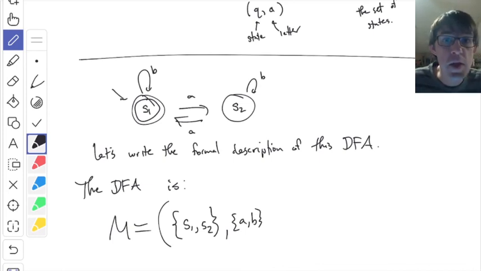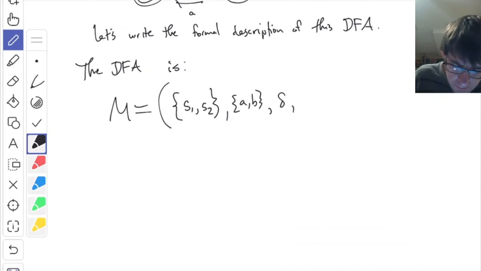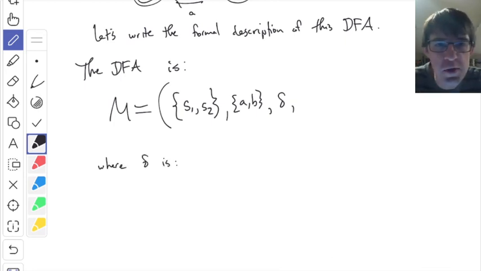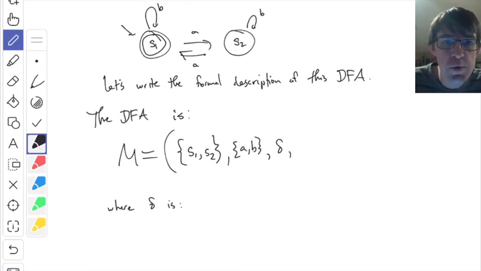Okay. Next is the function delta. Now, it's not very convenient or even possible to write a function inside here, so I'm just going to put delta there. What I'm going to say below is delta is, and then I'm going to describe what the function is separately, because you can't fit the description inside the tuple. Anyway, can we just finish off here? What comes next in the 5-tuple? The next thing is what I called Q0, the starting state. Which one should I put there? S1. It is S1, yep. And then, finally, the set of accepting states. What do you say?